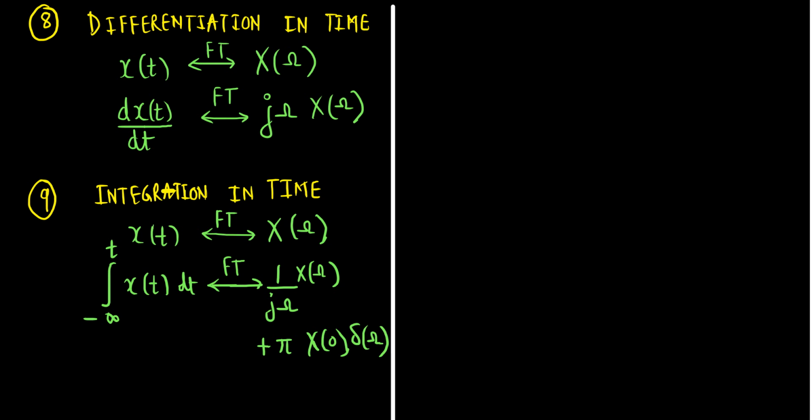You can see that the differentiation property is completely the inverse of the integration property. The change is the second factor here, that is pi times X of 0 times delta of omega. Otherwise this differentiation and integration are simply the inverse of each other, except this additional factor, that is pi X of 0 times delta of omega. Next property.